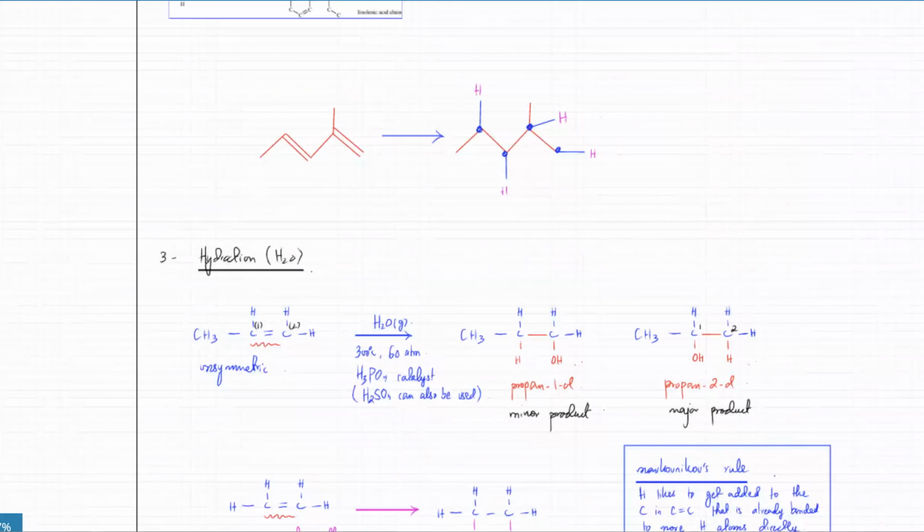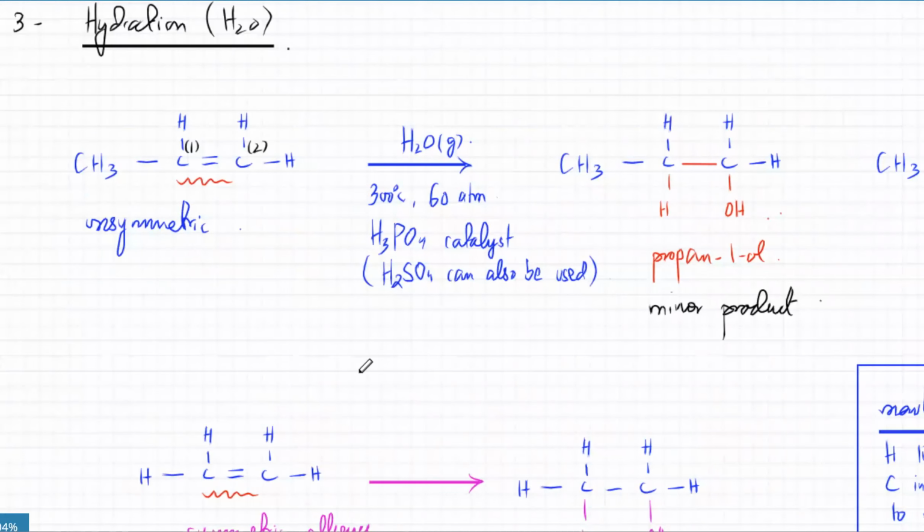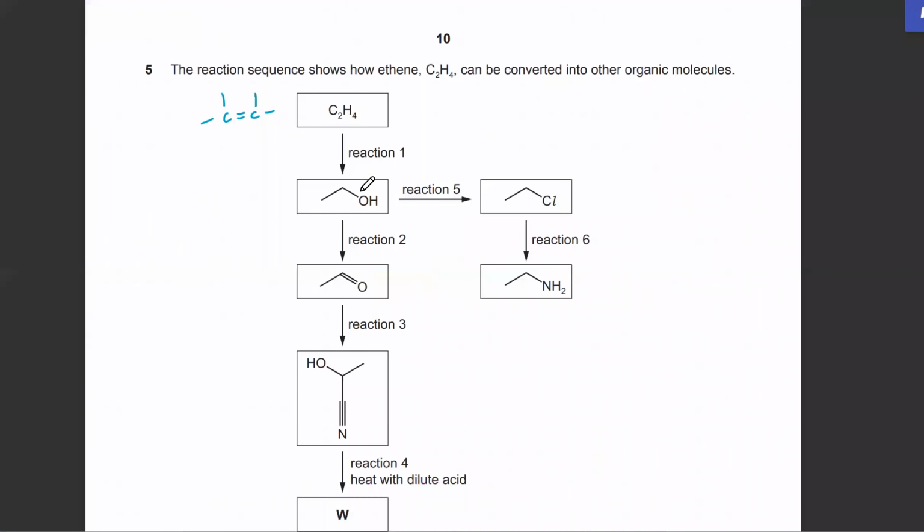Alkenes have hydrogenation and hydration. The conditions are 300 degrees centigrade, 60 atmosphere, H3PO4 catalyst. You add water, and H and OH will get added. There will be major and minor products, but in this case it doesn't really matter. There are no major and minor products because it's a symmetric molecule.